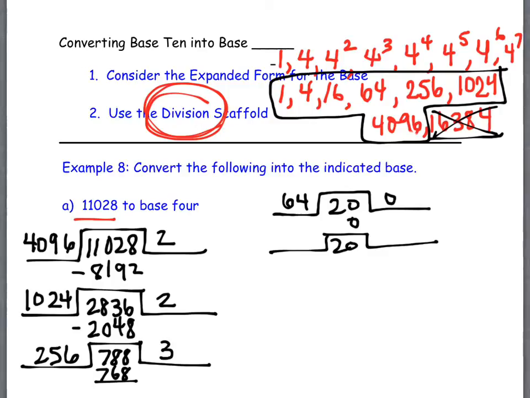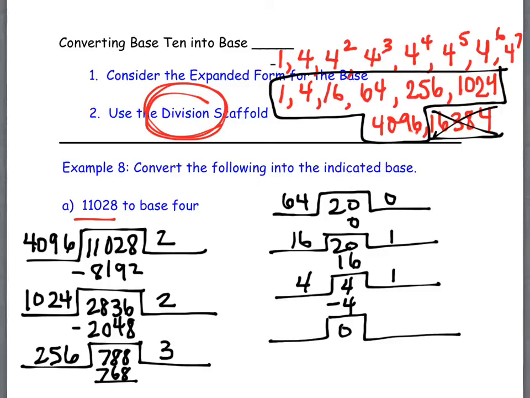What's next after 64? 16. Does 16 go into 20? Yes, it does. How many times? What's 1 times 16? What's 20 minus 16? 4. What's next? Next power of 4 is actually 4. How many times does 4 go into 4? What's 1 times 4? Good. And 4 minus 4? 0. We will not end this process until we divide by the number 1.